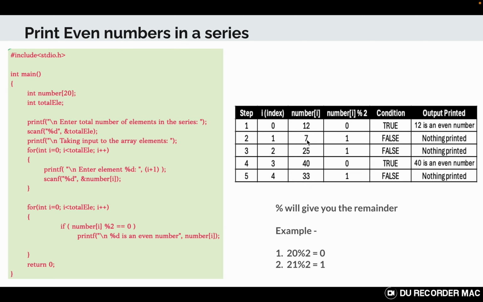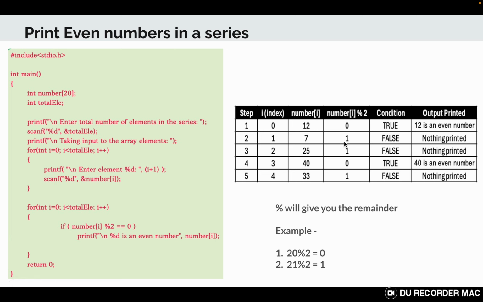Then we move on to the next number. The user has entered 7. 7 percentage 2 will give how much? 1, because if you divide 7 by 2, 2 threes are 6, and 1 would be the remainder. So 1 is the remainder, but our condition is that this printf statement will only be executed if the remainder is 0.